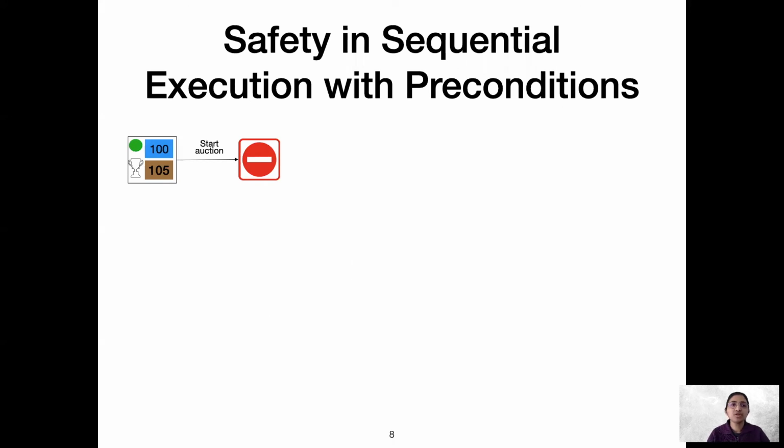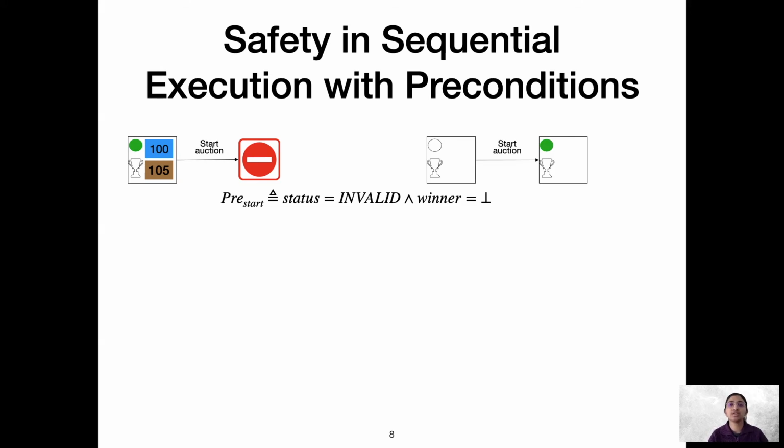So first, let us look at the updates happening on a single replica. For now, we are not considering the concurrent operations happening elsewhere. To maintain the safety of the local operations, we require preconditions. Consider start auction issued in a state like this, where an auction is already active and there are some bids. This violates our invariant. So we strengthen the precondition of start auction, requiring the status of the auction to be invalid. So the start auction can be issued in an invalid state and changes the state of the auction to active. This ensures a safe execution of a single start auction operation.